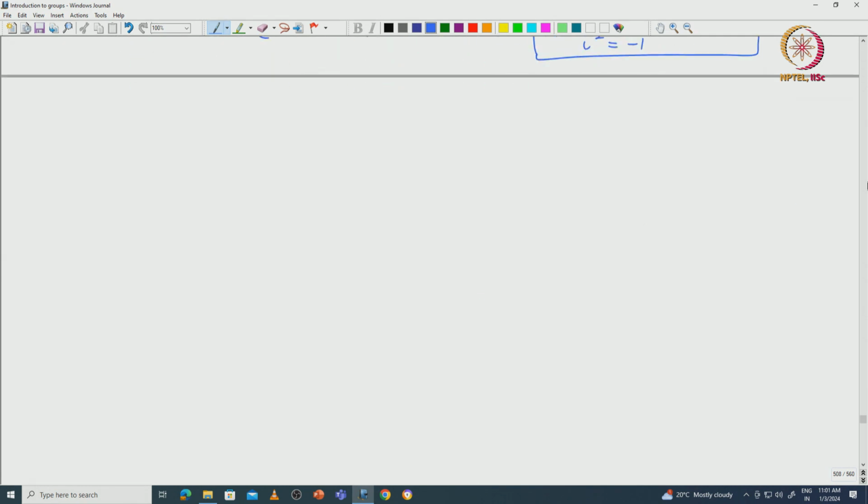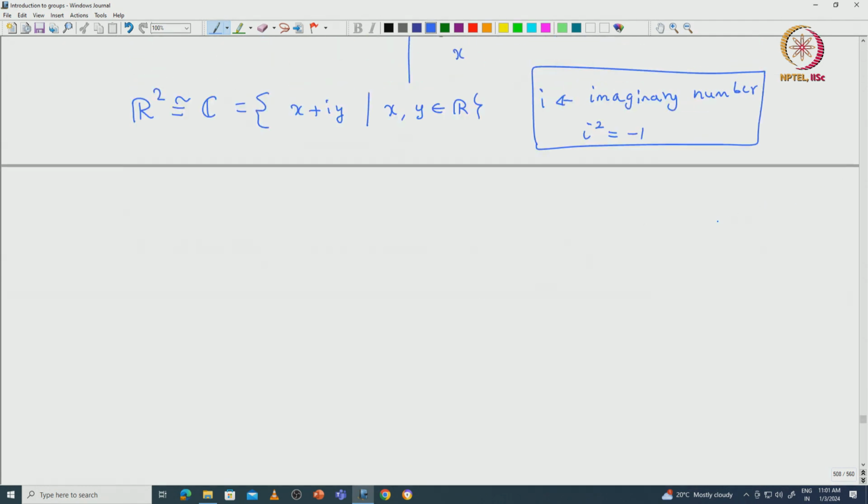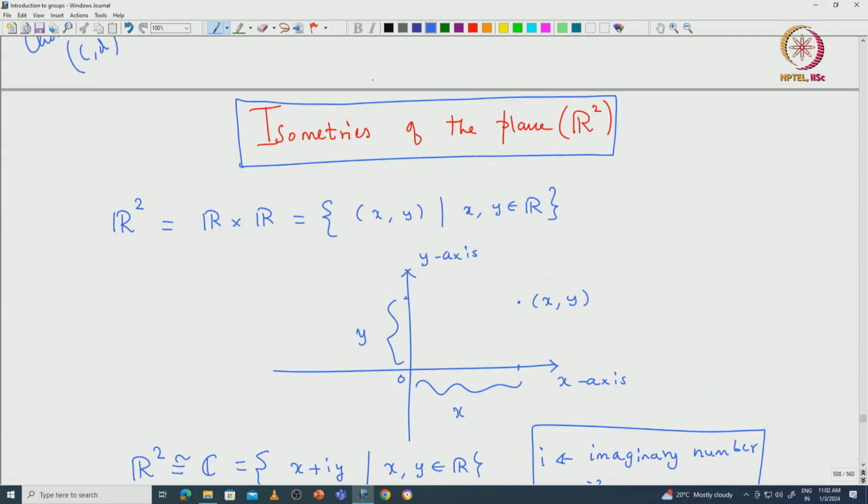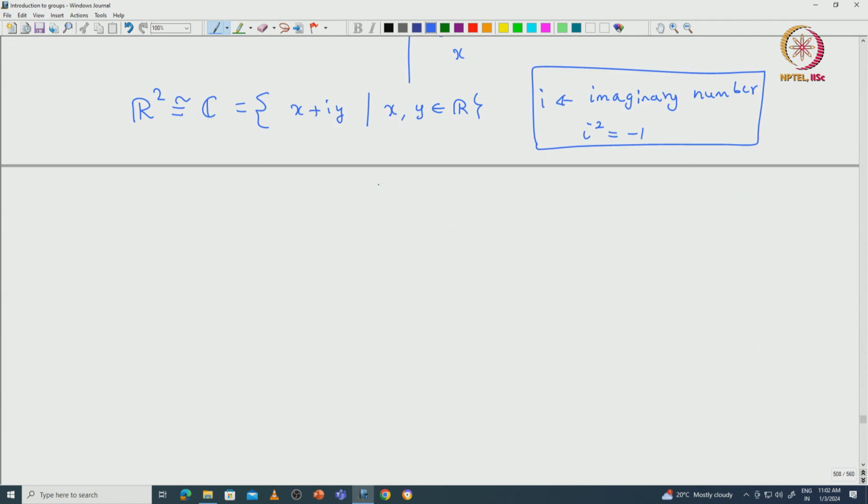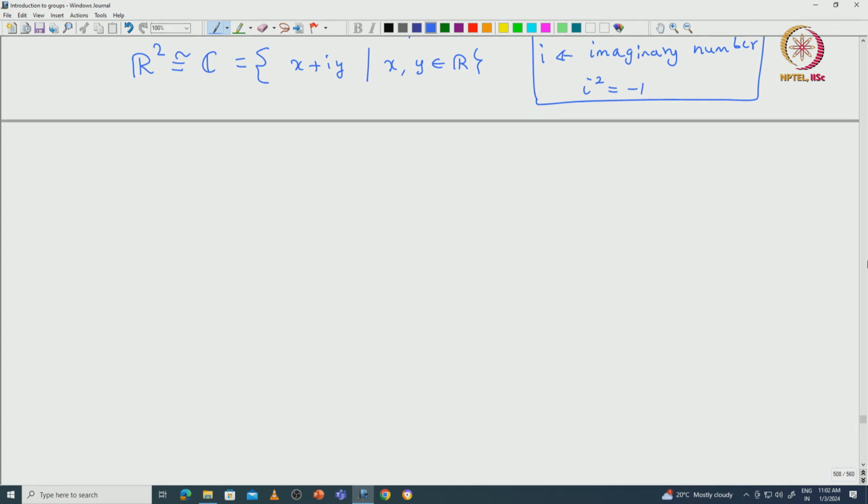Now we have a standard inner product on R2. That is something we will fix, because we want to study the isometries of R2. Isometries are nothing but maps from R2 to R2 that preserve distance. Because we are going to talk about distance, we need this inner product. So, what is this inner product? The inner product is defined as follows.